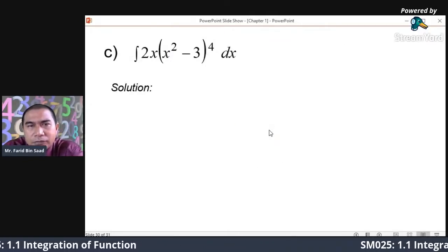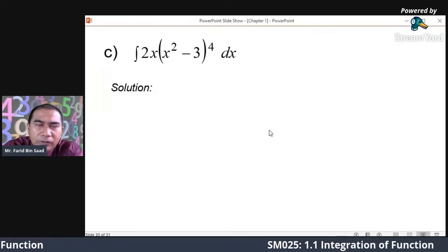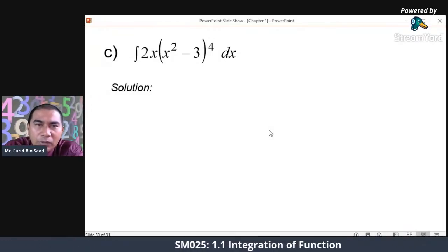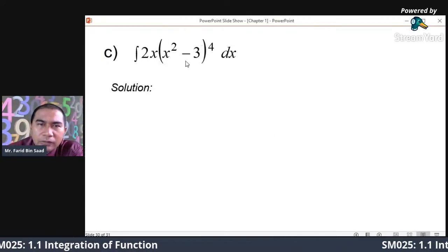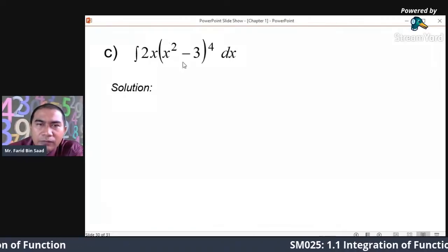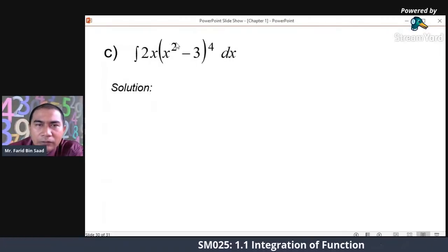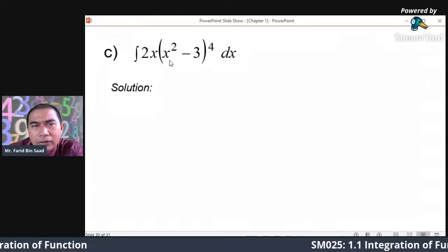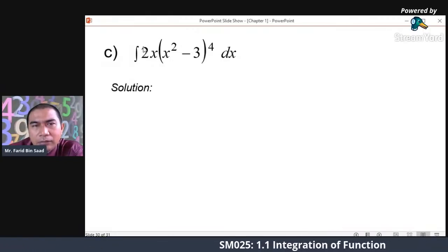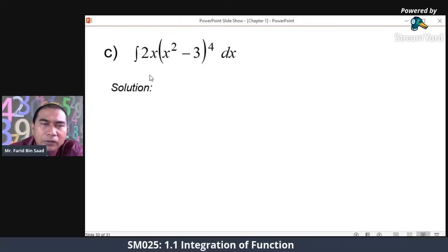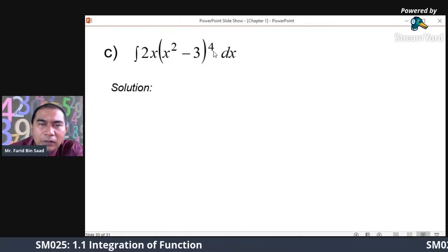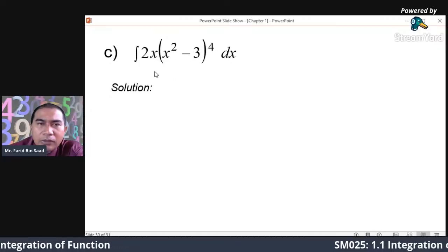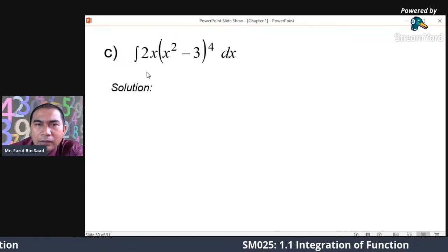Integrate 2x times x squared minus 3 power of 4. What is fx? Fx is x squared minus 3. Here is x squared minus 3. When we differentiate fx only, not including the power outside, we differentiate the fx inside the bracket, so we get 2x. That means the question is given in the form of f prime x fx power of n. Yeah, we don't have to multiply with any number.